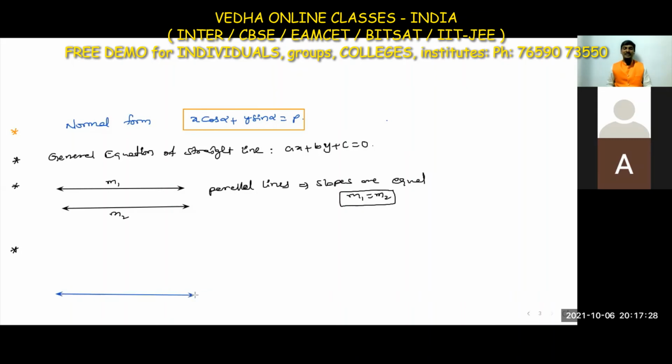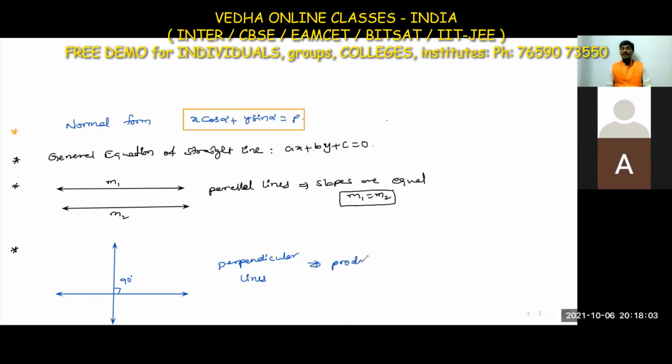So next, perpendicular. If the two lines are perpendicular, one line is like this, another line is like this. When the two lines are perpendicular, that means theta is equal to 90 degrees. If the two lines are perpendicular, then the product of the slopes is equal to -1.